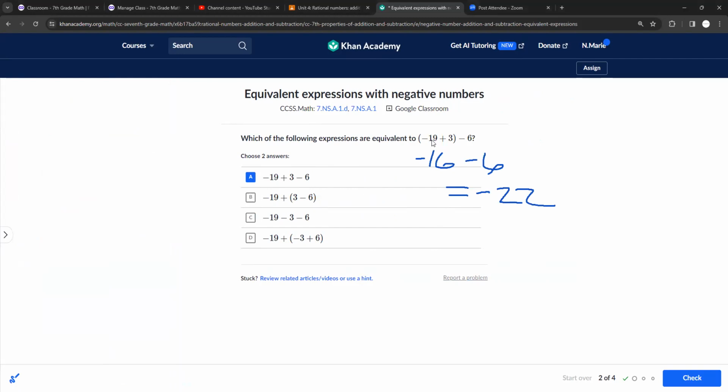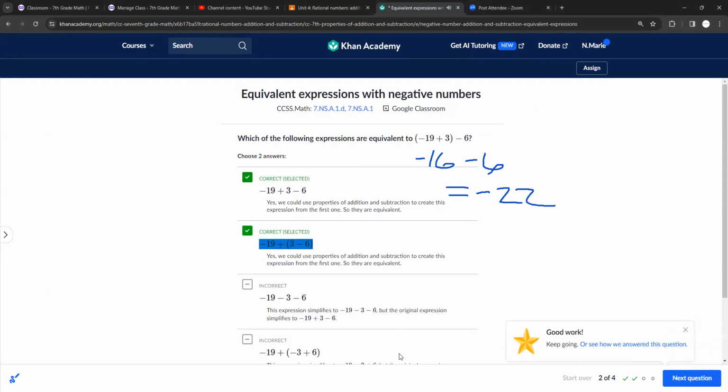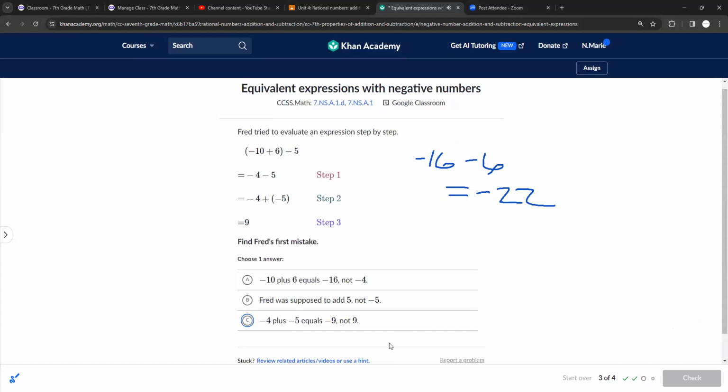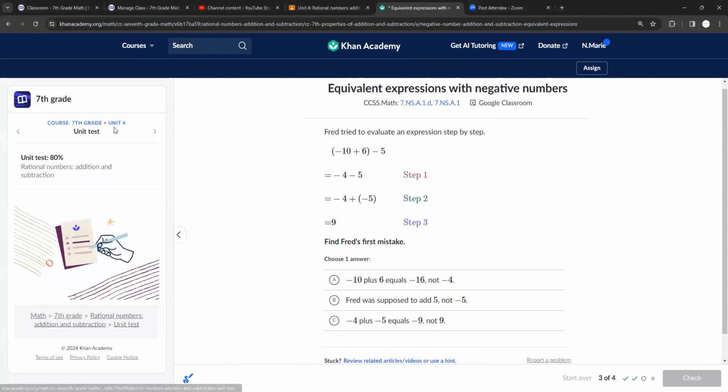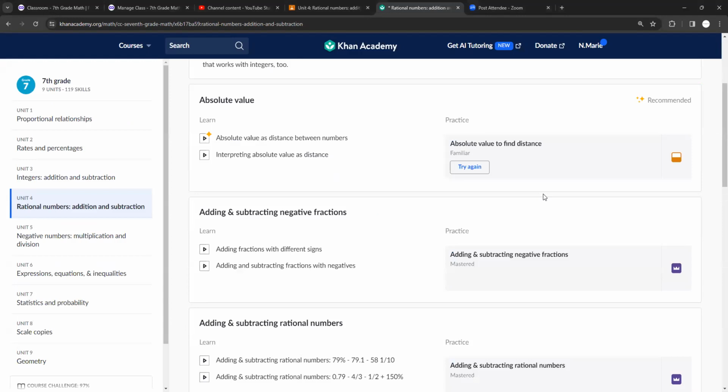That's a negative 19, a positive 3, and a negative 6. So you would do the same thing. Feel free to calculate them if you feel the need to. Okay, and that's pretty much this unit.